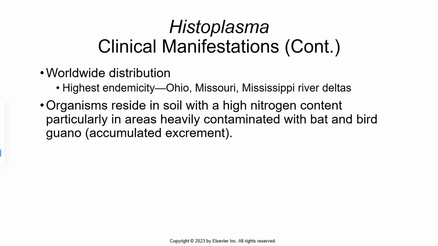Worldwide distribution, with highest endemicity in Ohio, Missouri, and the Mississippi River area. Organisms reside in soil with a high nitrogen content, particularly in areas heavily contaminated with bat and bird guano. So Histoplasma is typically associated with bat and bird guano. That's why it's called cave disease, because you've got a lot of caves with bats living in them, which can spread this.